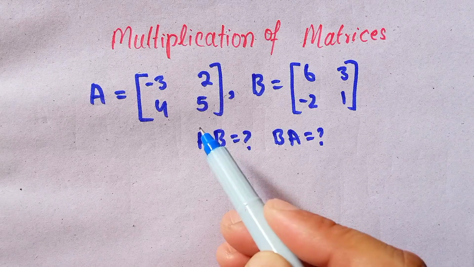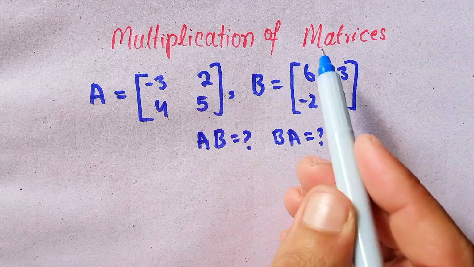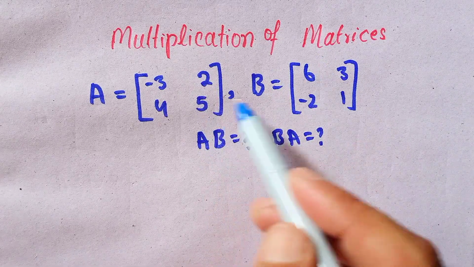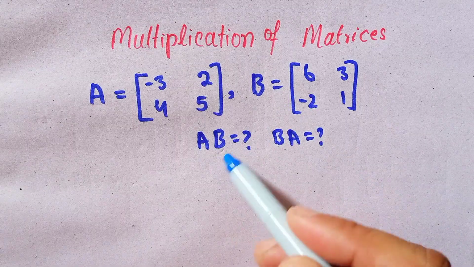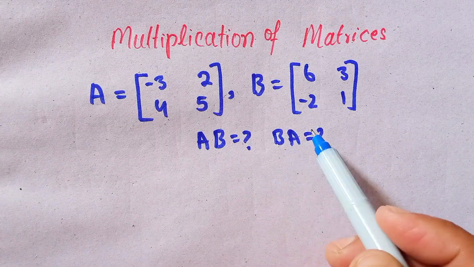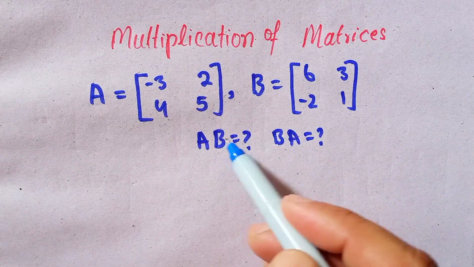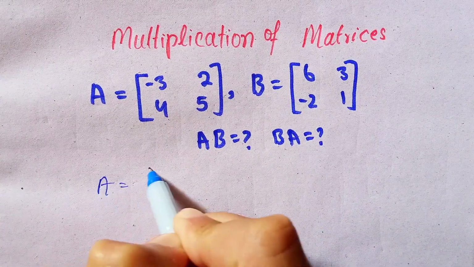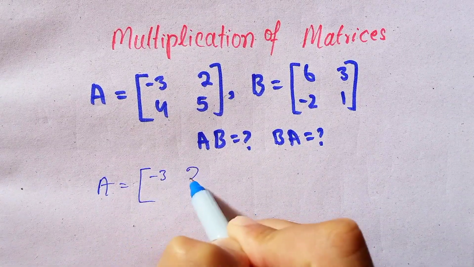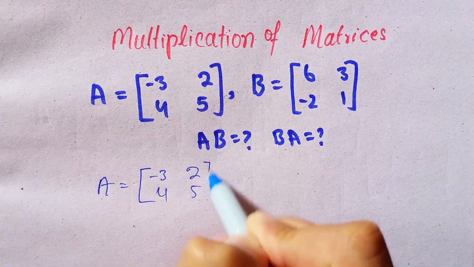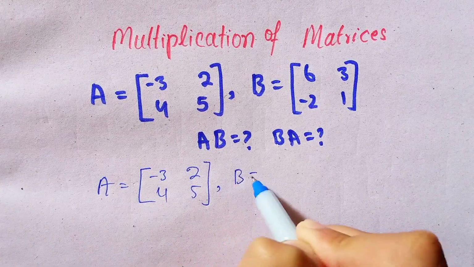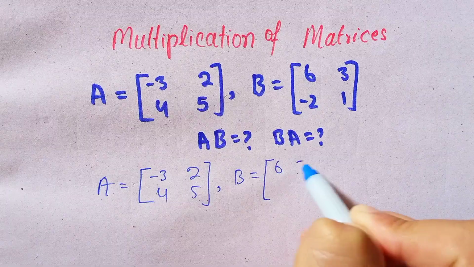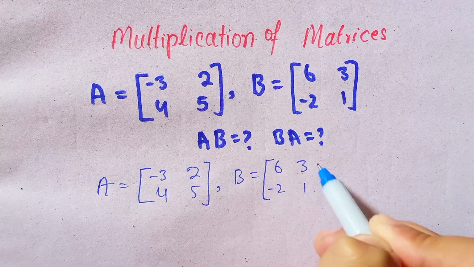Hi guys, in this video we are going to focus on the multiplication of the two matrices. Suppose that I have two matrices A and B and I have to find out AB and BA. So here we can write the two matrices as A, which contains the elements -3, 2, 4 and 5, and B matrix, which contains the elements 6, 3, -2 and 1.